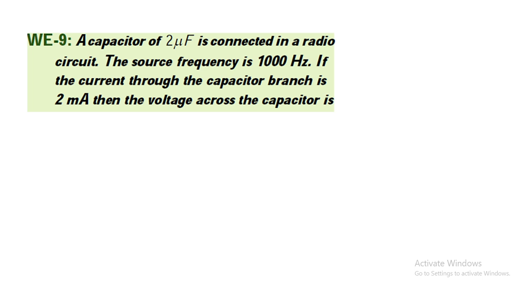Do this question, buddy. A capacitor is connected in a radio circuit. The source frequency is 1000 hertz. If the current through the capacitor branch is 2 milliamperes, then the voltage across the capacitor is? Let's calculate.